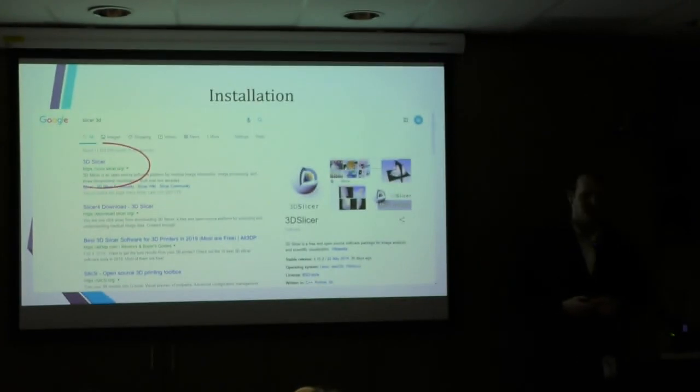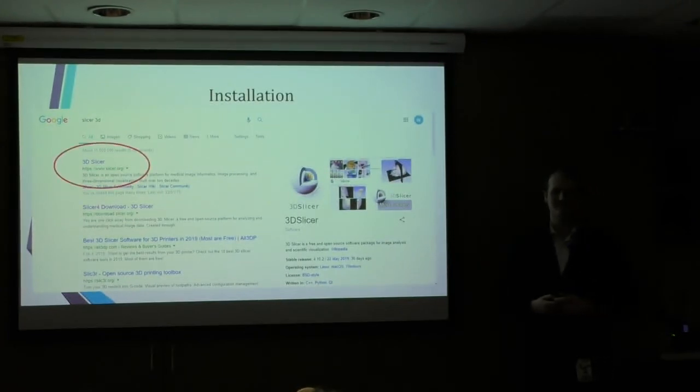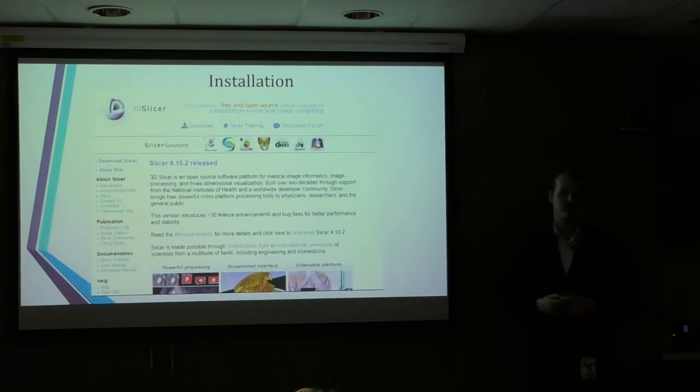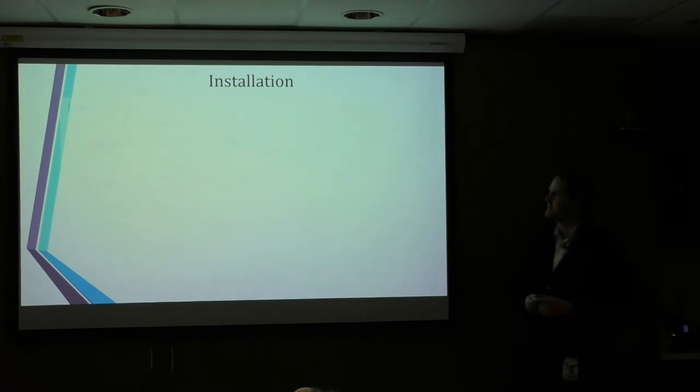How do we do it? It's as simple as putting in Slicer 3D or 3D Slicer into Google. It'll be your first link. So we select that one. It'll take you to a page no different to this one. And from here, we'll hit the download at the top.